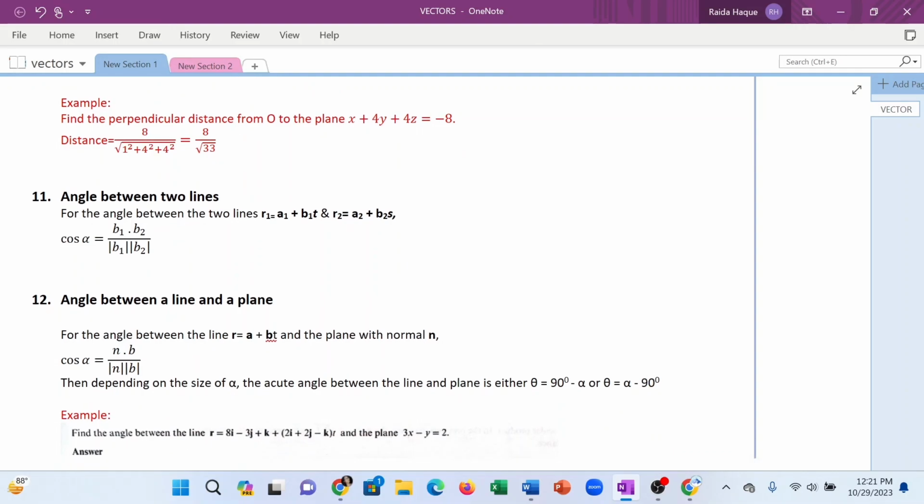So now we will move on to a sum. Here you're asked to find the angle between the line 8i minus 3j plus k, and then you have the direction vector of the line, and the plane, you have the Cartesian equation of the plane. Very easy, just follow the formula. So pause the video, solve the sum. I hope by now you are done with solving the sum, so let's move on to the solution.